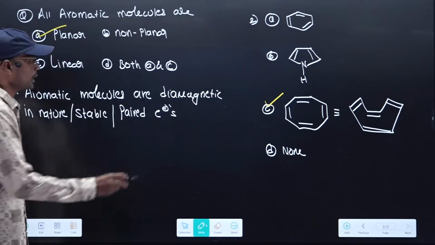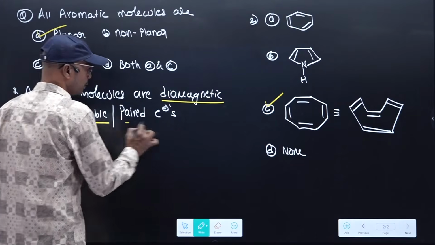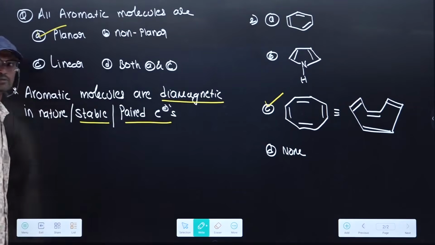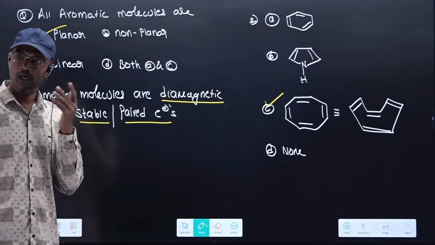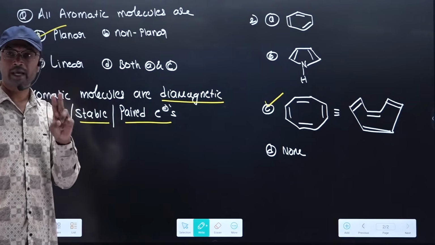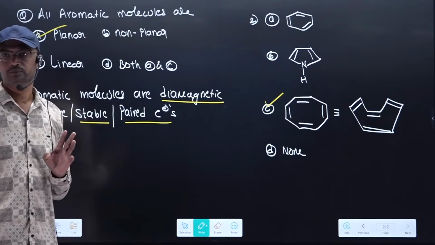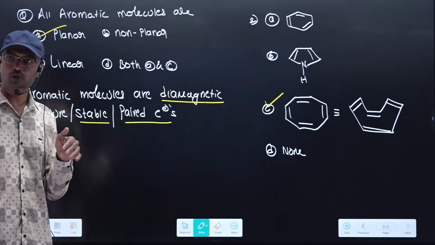This point you remember, they are diamagnetic in nature, they are stable and they have a paired arrangement of electrons. Paired electrons are there everywhere. Suppose if 10 electrons are there, 10 will be paired. 8 electrons, 8 will be paired. 6 electrons, 6 will be paired. So ultimately, they never carry an odd number of electrons. Simple. If they carry an even number of electrons, they should be paired.